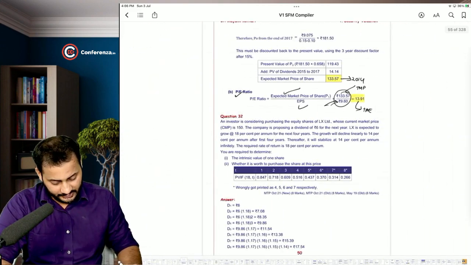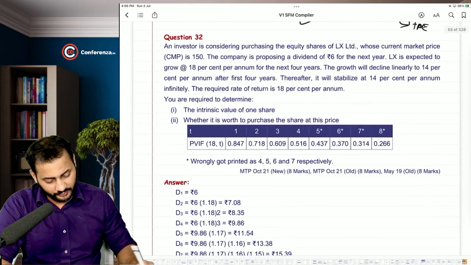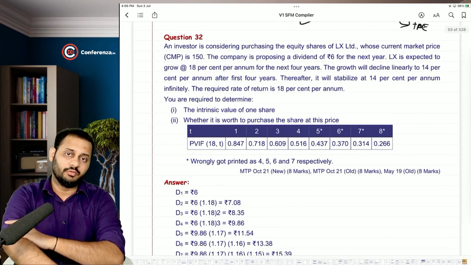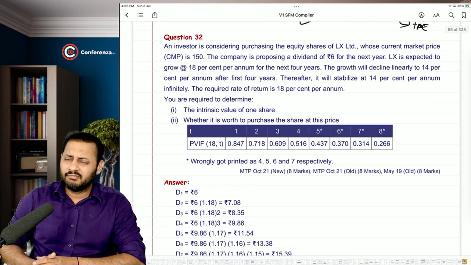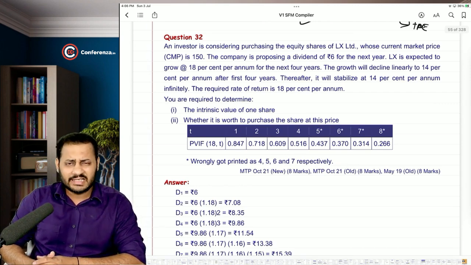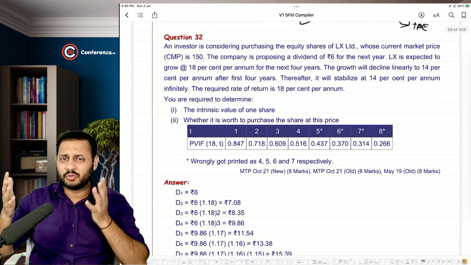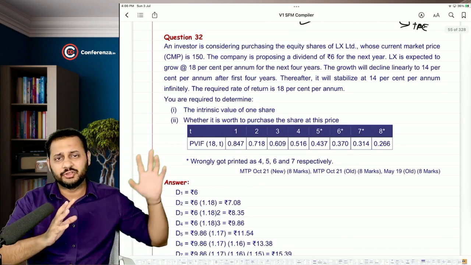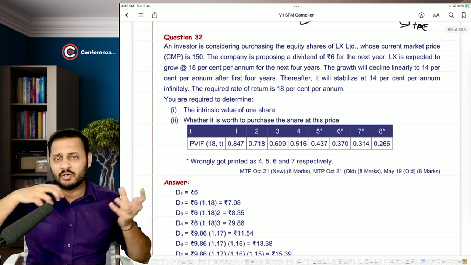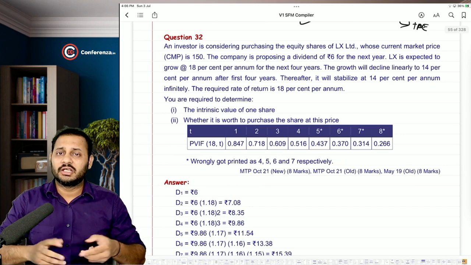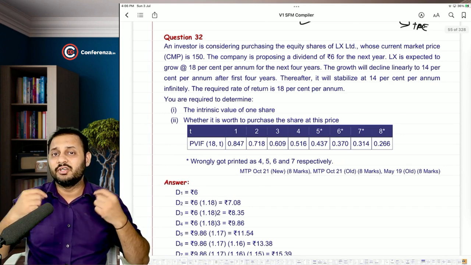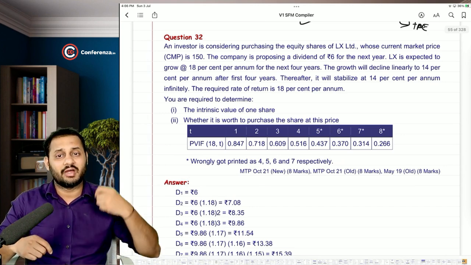Okay, question number 31 is over. Question number 32 is going to be wonderful. Why wonderful? You will be learning one more thing here. Again, we are repeating the same concept. There will be some growth in a particular stage, then perpetuity will start, and then we are going to discount all the cash flows. I'm not going to focus on that part of the calculation. I will just focus on something new that you will be learning in this question. So have a look at this.